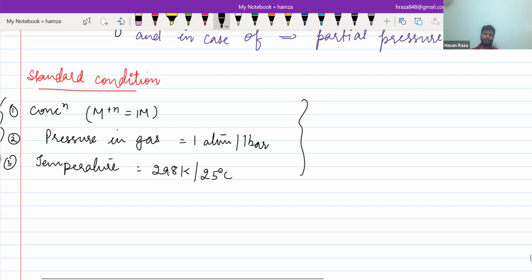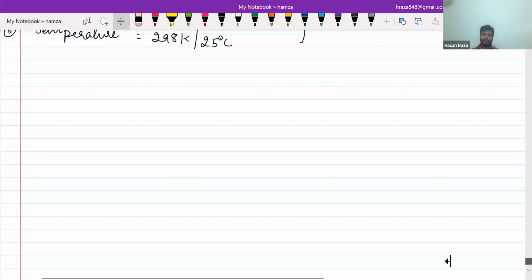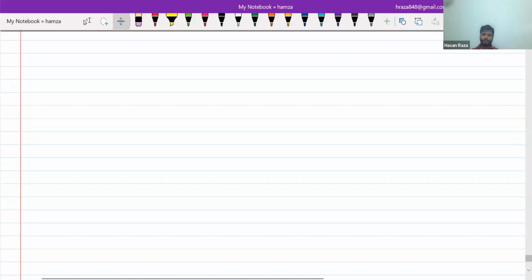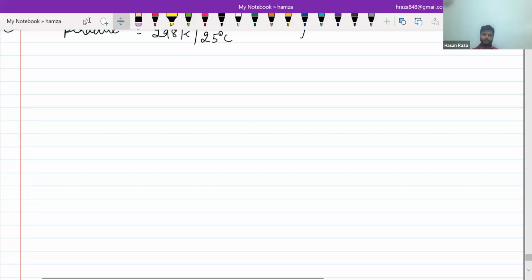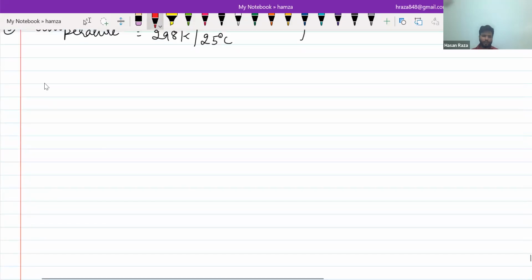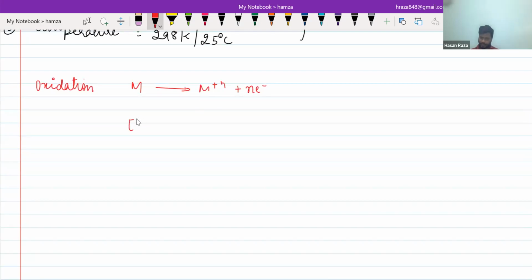Very good. Now see, in this cell, there is reduction and oxidation both. You can see that there is oxidation. That means M is oxidized into M plus N. That means an electron loses. So we are going to represent it as E naught M slash M plus N.